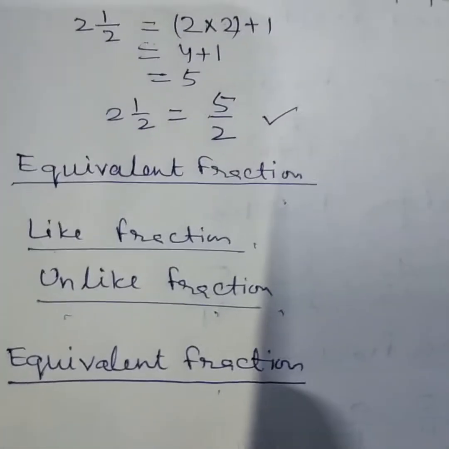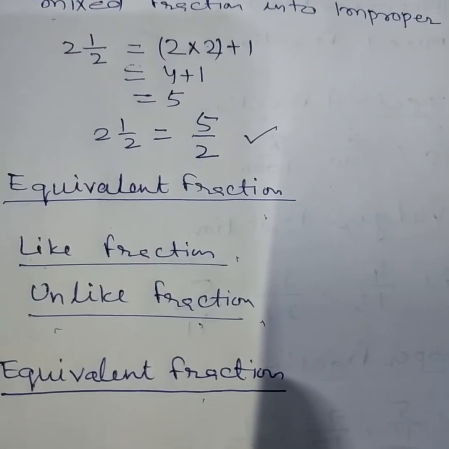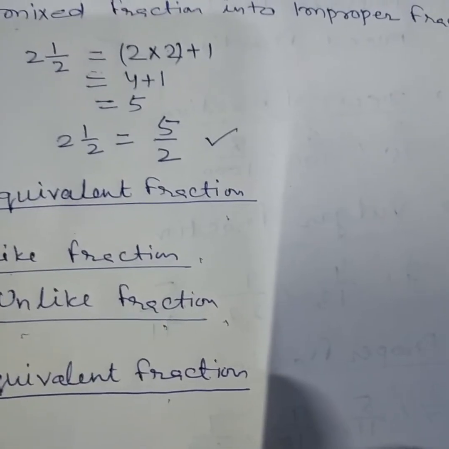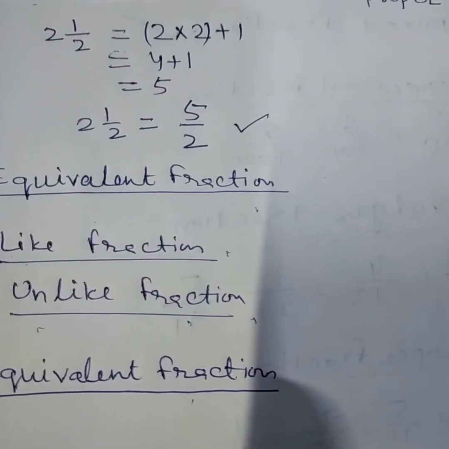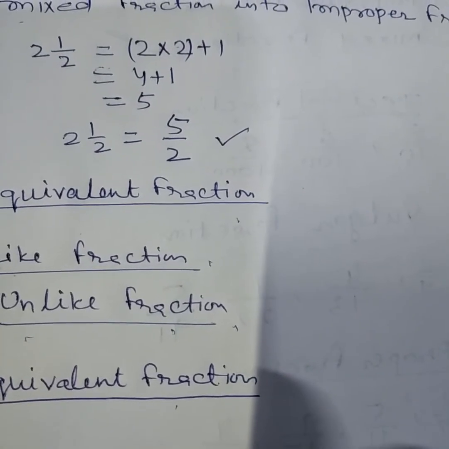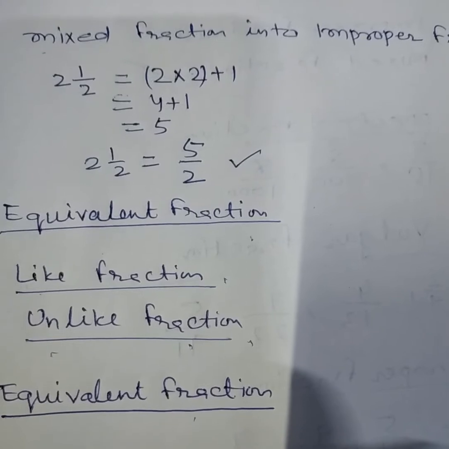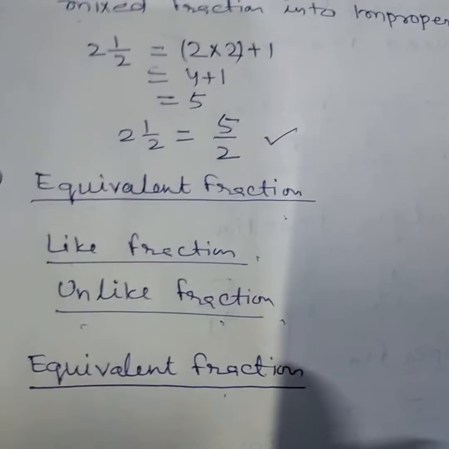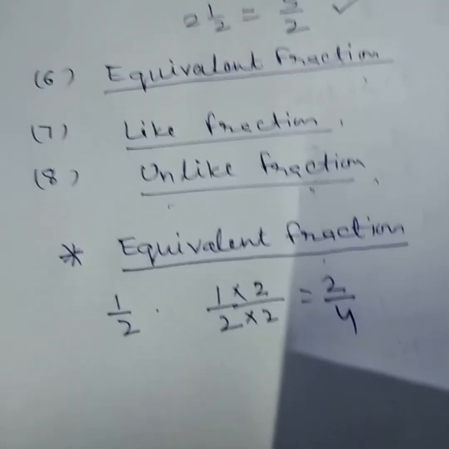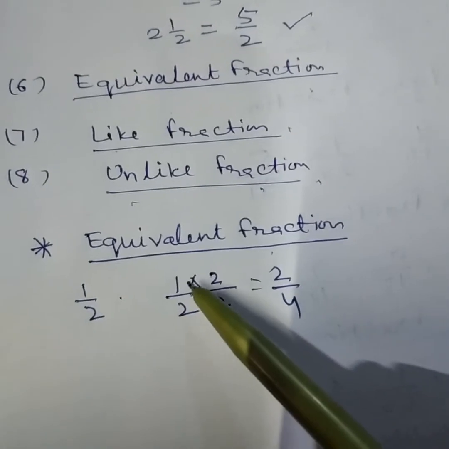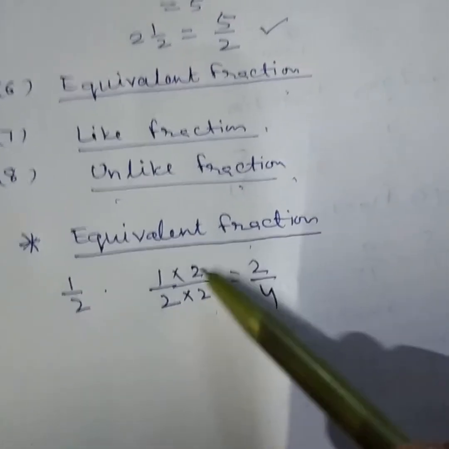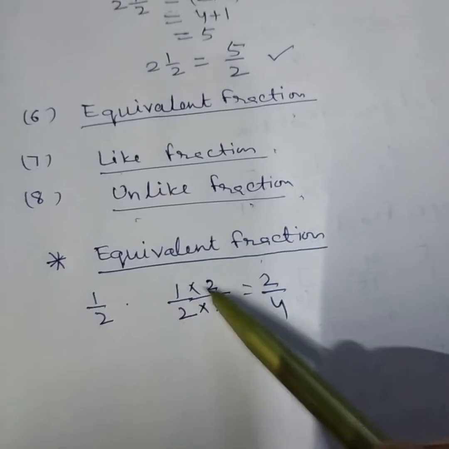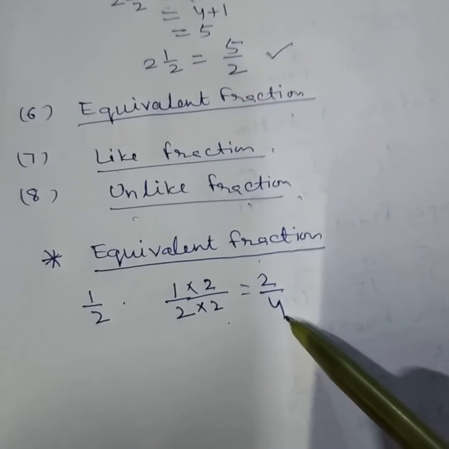Equivalent fraction. If a given fraction and the fractions obtained by multiplying or dividing its numerator and denominator by the same non-zero number, meaning the number will not be zero, are called equivalent fractions. For example, suppose the fraction is 1 upon 2. We are multiplying 2 with both numerator and denominator: 1 upon 2, 1 into 2 upon 2 into 2, that is 2 upon 4.